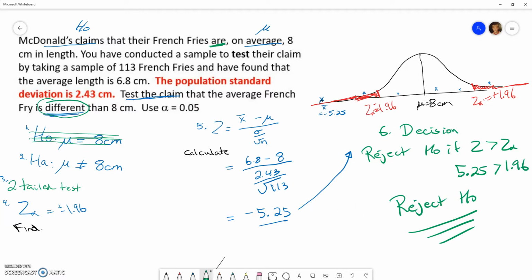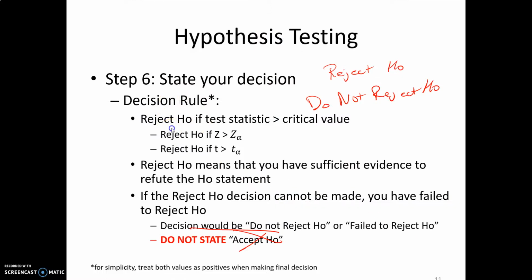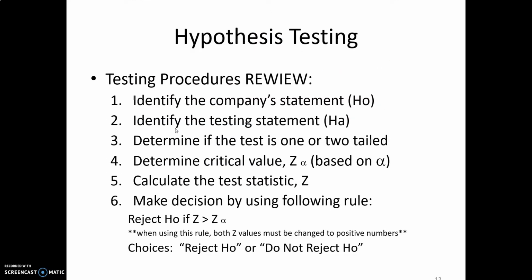Let's go back to our PowerPoint and go over a little review. We have identified the company statement, the null hypothesis. We have identified the testing statement, the alternate hypothesis. For McDonald's case, this was a two-tailed test. We found the critical value, calculated the test statistic, and made a decision to reject the null hypothesis.